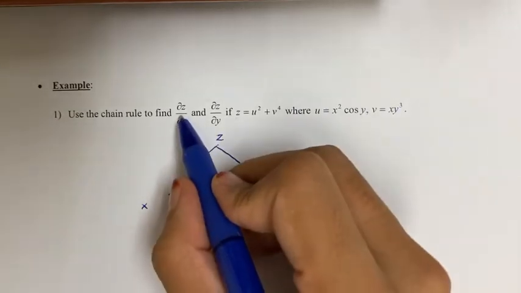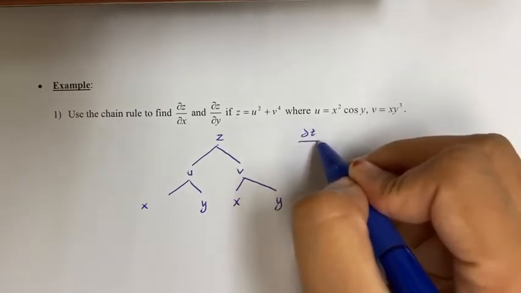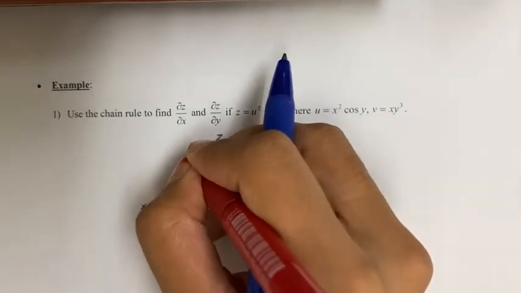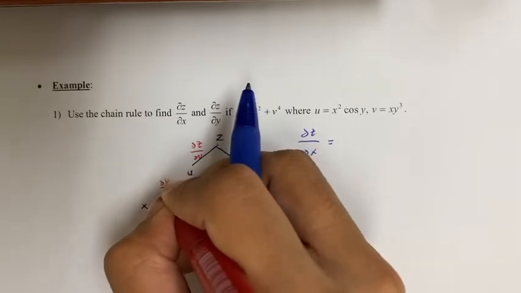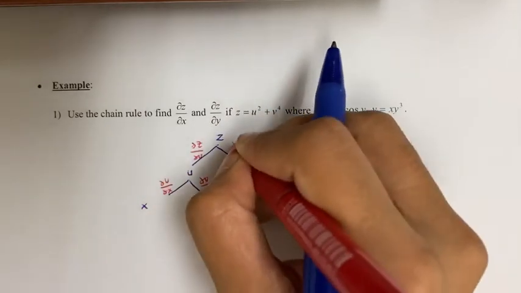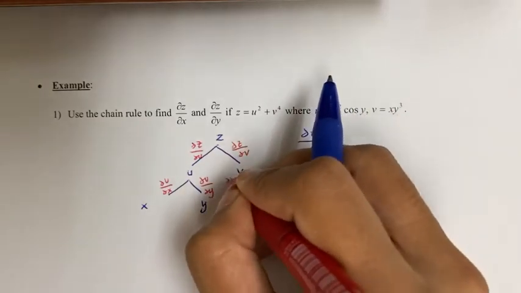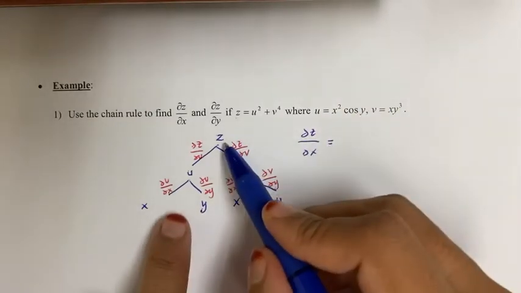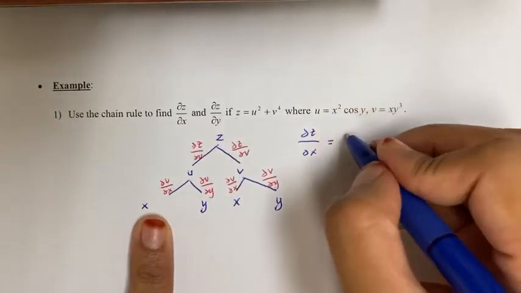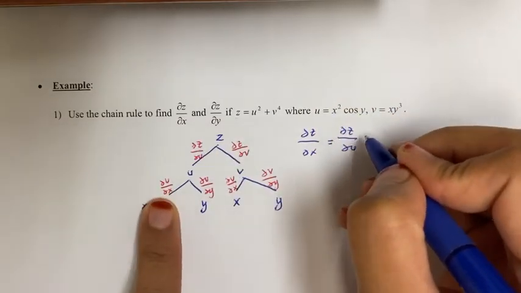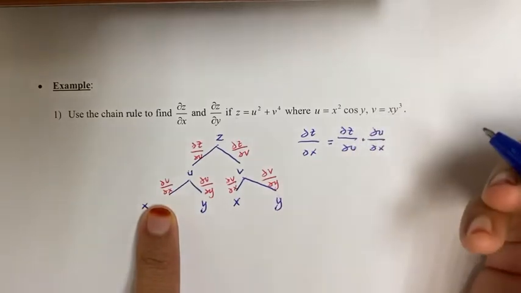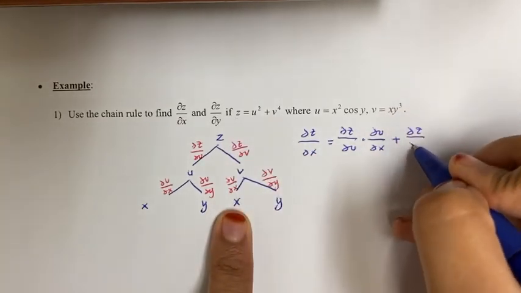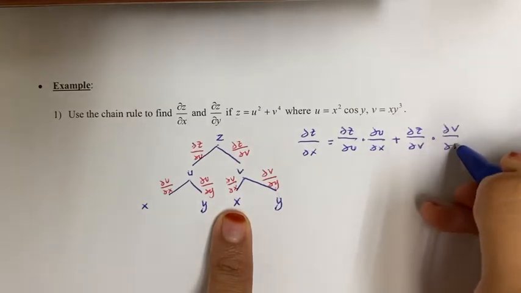Okay, so they ask you to find del Z over del X. So del Z over del X is equal to, from here you can find del Z over del U, del U over del X, del U over del Y, del Z over del V, del V over del X, and del V over del Y. So del Z over del X, this is the X: del Z over del U multiplied by del U over del X, and then we have another X here, plus del Z over del V multiplied by del V over del X.